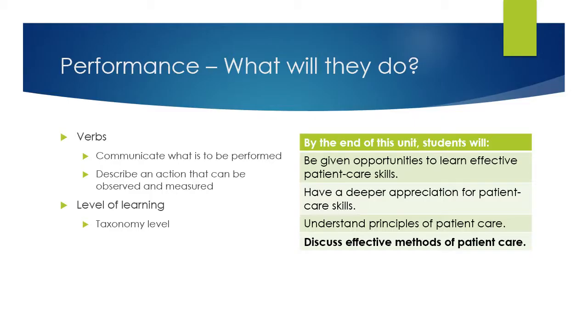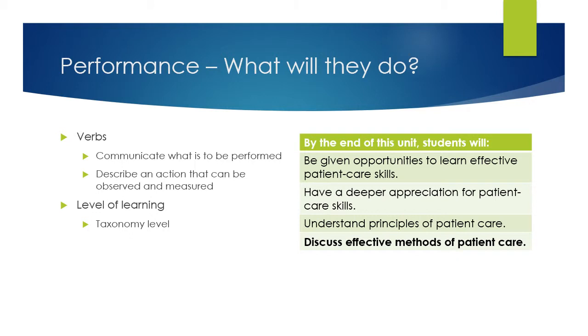So the first step in writing an objective is indicating to the learner what performance you would like them to be able to do at the end of a set of instructions. So this is communicated to learners through verbs, specific verbs that you choose. And the verb needs to communicate what it is that you want the learner to perform. And it should describe an action, one that can be observed and measured. Other things to consider when you're choosing the type of performance that you want learners to display. There are different levels of learning, and this is indicated by the taxonomy level of an objective that you're writing. And we'll discuss taxonomy levels in a few slides.